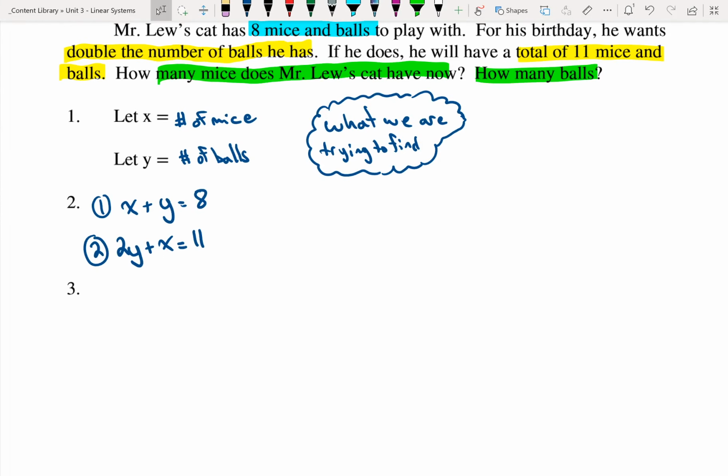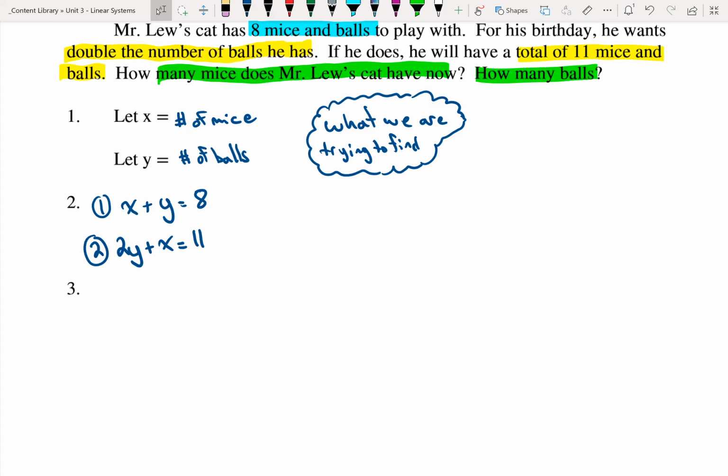Now, these are my two equations, so now what I'm going to do is solve by either substitution or elimination. Now, neither equation is actually set up where it's isolated for one variable, so that would make having to solve by substitution have an additional step.